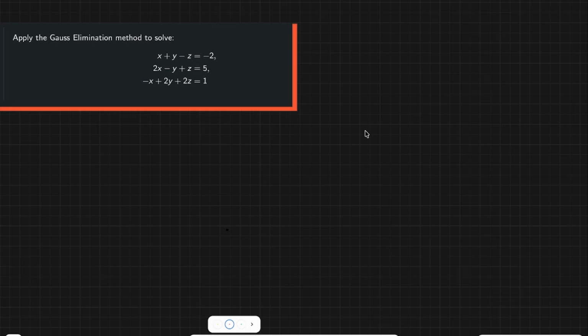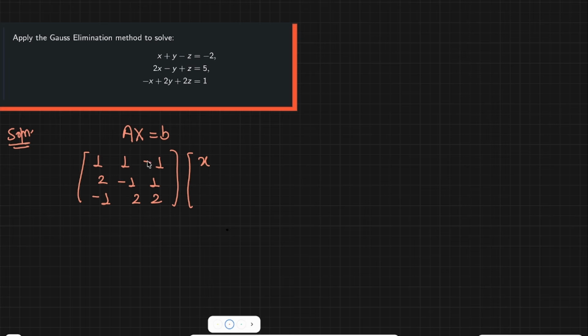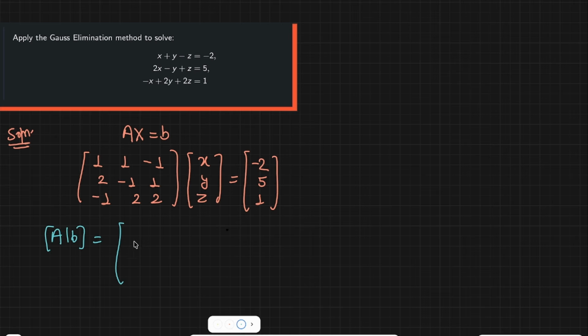Solve this question by the Gauss elimination method. So how do we apply the Gauss elimination method? It is simple. You write down Ax = B. So write down [1 1 -1; 2 -1 1; -1 2 2], this is [x y z], and write down the B vector, that is [-2, 5, 1]. First of all, write down the augmented matrix, that is [1 1 -1 | -2; 2 -1 1 | 5; -1 2 2 | 1].